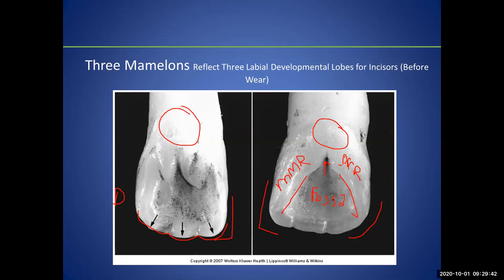Or depression. This one has some more tubercles on them. Remember, a tubercle is a little extension of enamel. So some of them can be very curvy. Some of them can be more geographic than others. They're both okay.